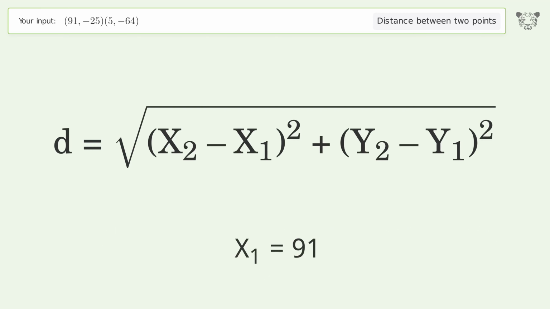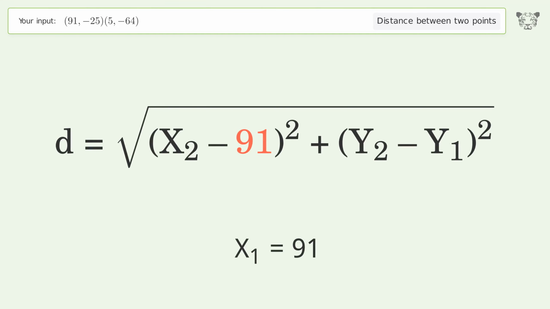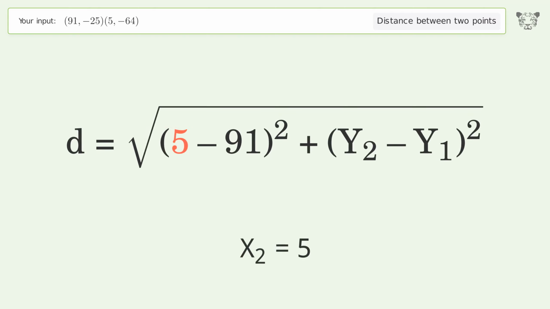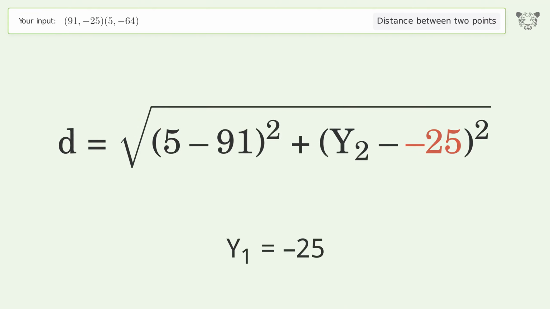x1 equals 91. x2 equals 5. y1 equals -25. y2 equals -64.